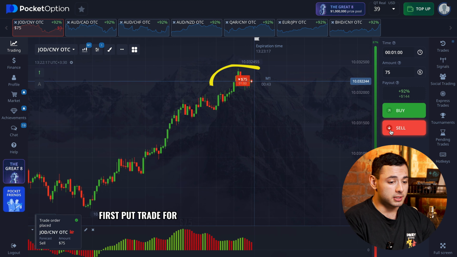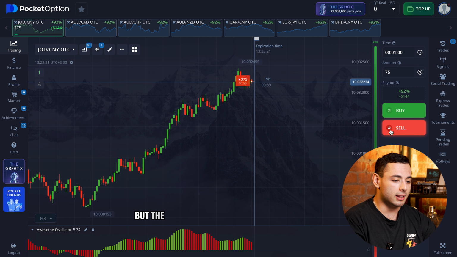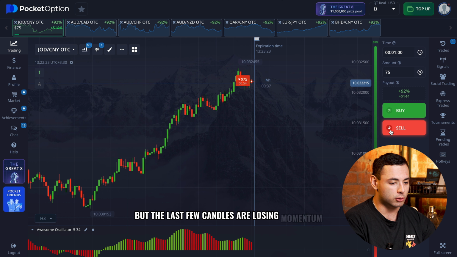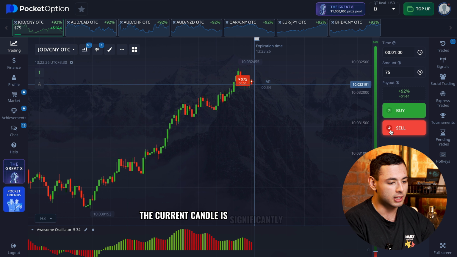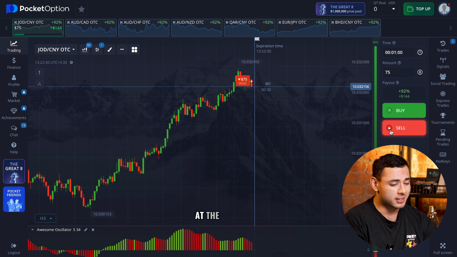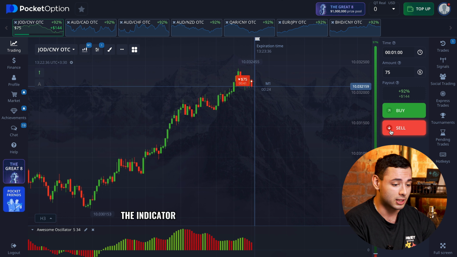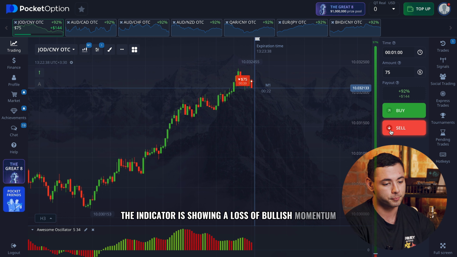First put trade for $75. The chart shows a steady upward move, but the last few candles are losing momentum. The current candle is significantly smaller. That's a sign of trend weakness. At the same time, the histogram starts shrinking and flips from green to red. The indicator is showing a loss of bullish momentum.